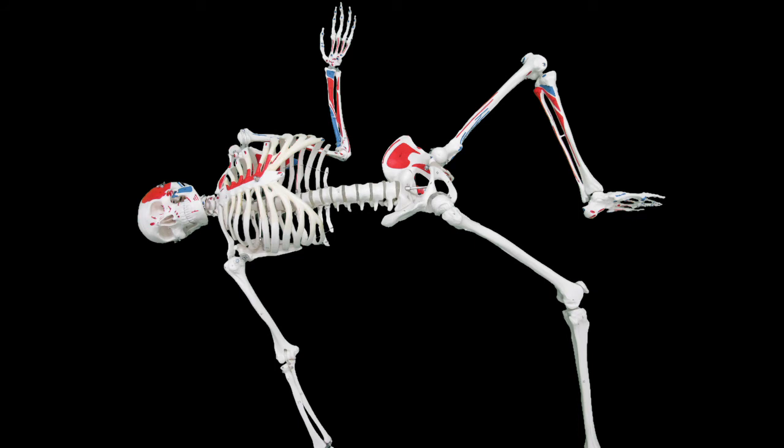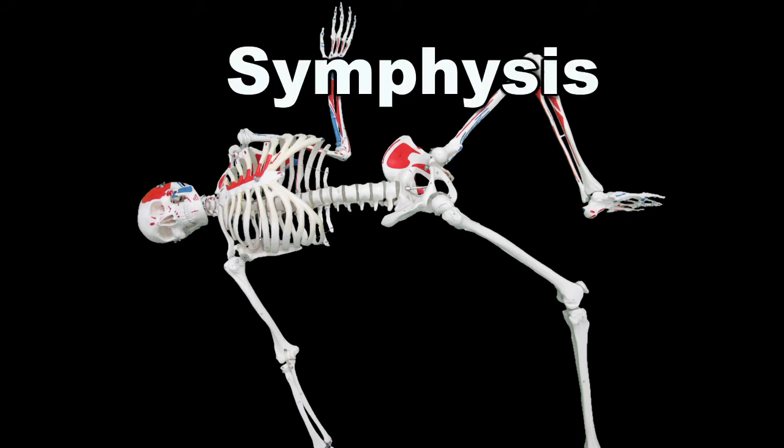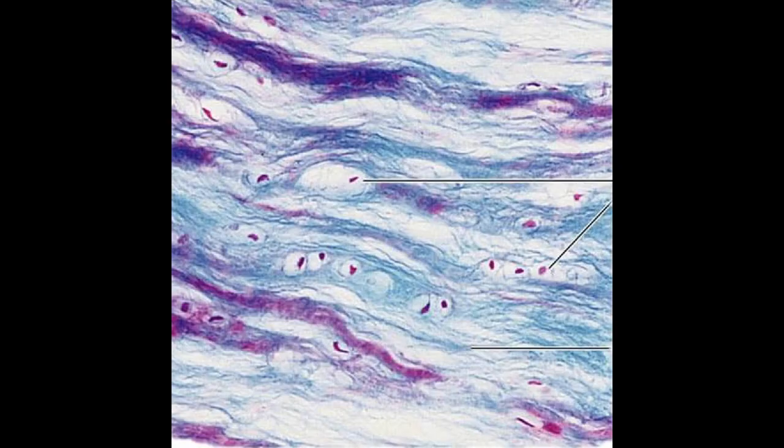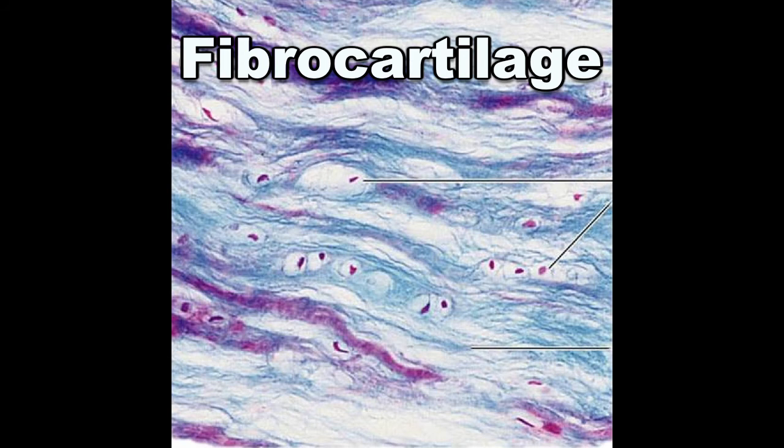The second type of cartilaginous joint is the symphysis. These joints are similar to synchondroses in that they don't permit very much movement. However, the tissue connecting each bone is fibrocartilage, rather than hyaline cartilage. What's the difference? I'm so glad you asked.